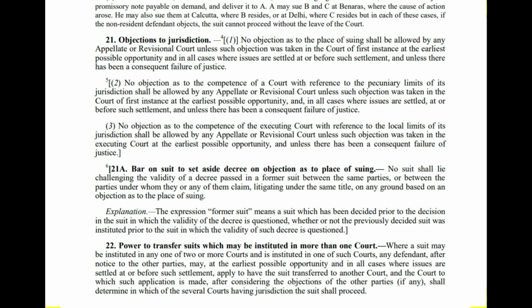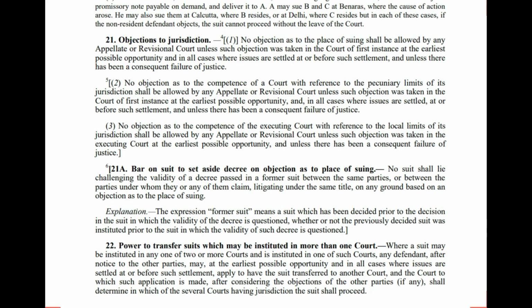Now let us move to 21 subsection 3. With respect to the executing court, if there is any objection with respect to the jurisdiction of that executing court, it should be raised at the earliest possible opportunity. And if someone does not raise this objection at the earliest possible opportunity, he cannot raise this objection in the appellate or revisional court. However, the exception is that if there is a consequent failure of justice, he can be permitted to raise the objection in the appeal or revision. Now let us move to the next section, section 21A.